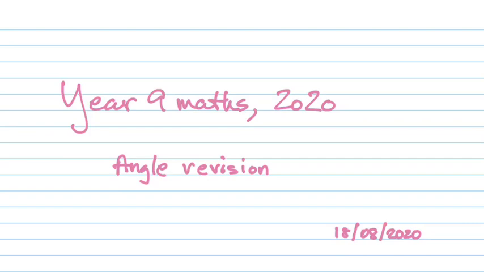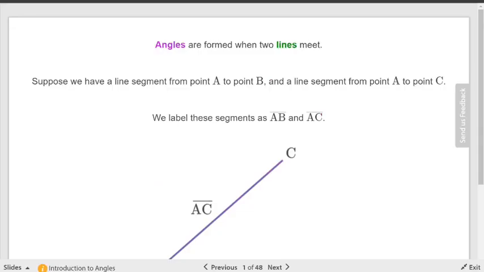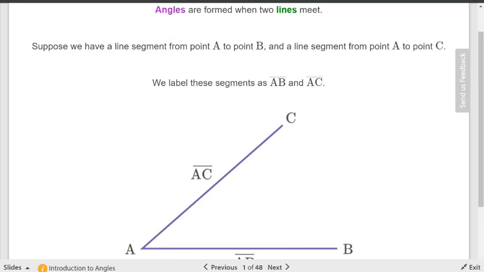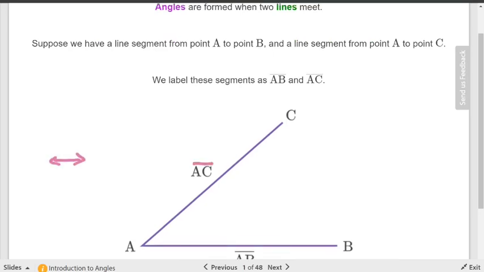So here we are. First thing, angles are formed where two lines meet, okay? Say we have a line segment from point A to B and a line segment from point A to C. We label these AB and AC with a little line over them. Notice the little line in the format. This means line segment. Notice how it doesn't have any arrows on it, so that means it's a line segment.